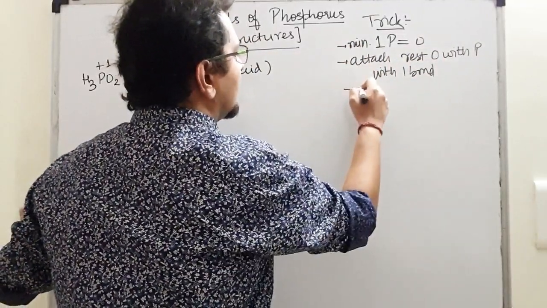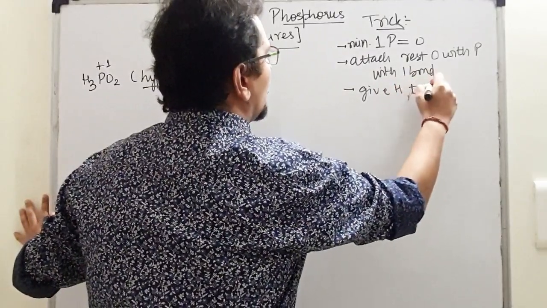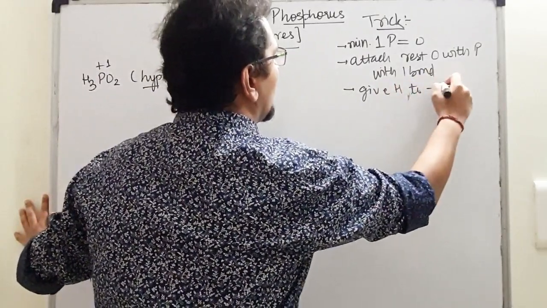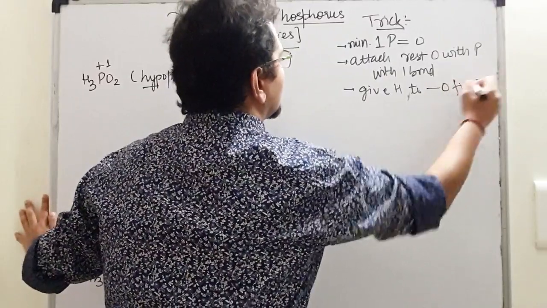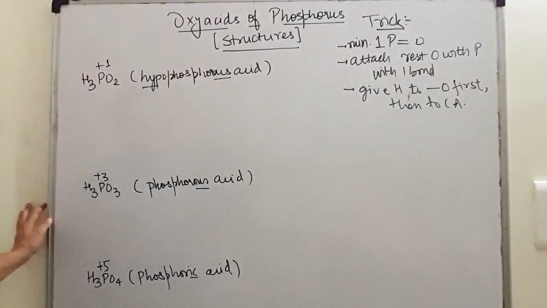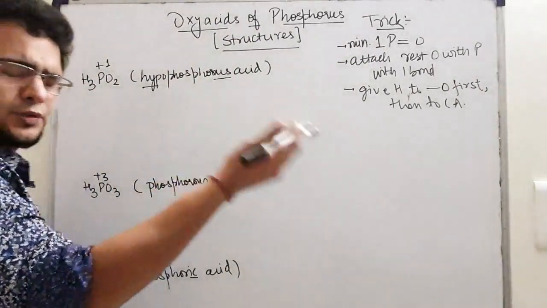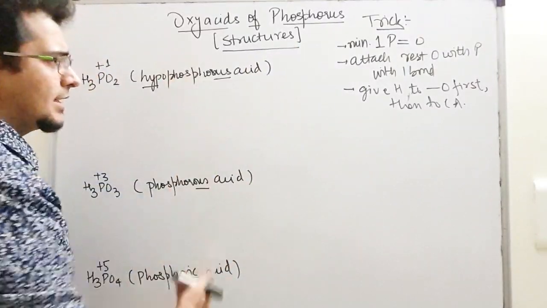And third, give H to the single bonded oxygen first, then to the central atom. Khatam. These three things you will follow, and you will get the structures of these three compounds. We will see the structures of the remaining oxyacids of phosphorus also. These are the initial three.